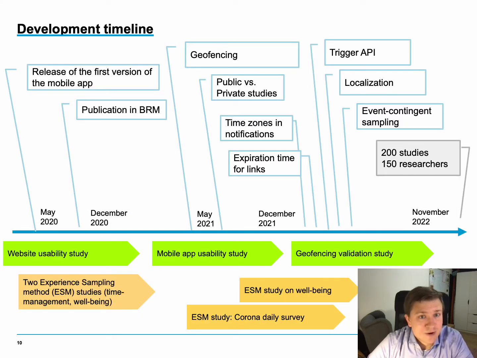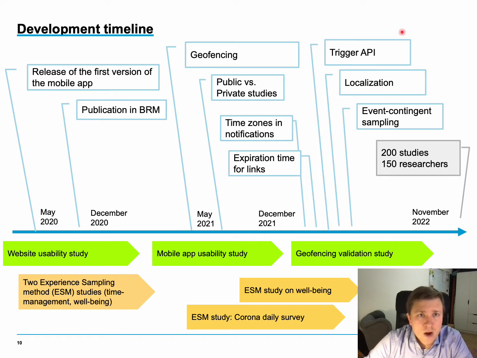Development of Samply started in 2020. 2.5 years ago in May, there was a first version of the mobile app available online. Since that time, we conducted several usability studies and also used Samply in our own research. Later, the geofencing feature was added to the app. We have built support for private and public studies on the platform, included time zones in the notifications planner, and added the expiration time feature for notification links.